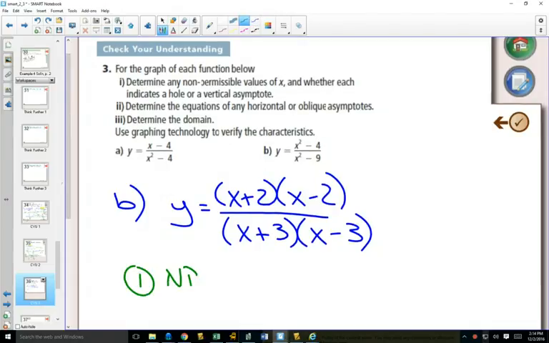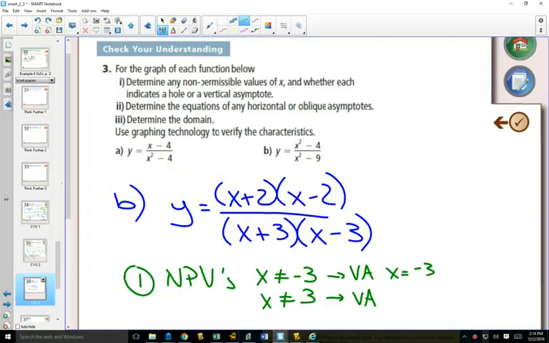Step 1. Non-permissible values. X can't equal negative 3. X can't equal 3. Are those vertical asymptotes or holes? Vertical asymptotes at x equals negative 3 and x equals 3.